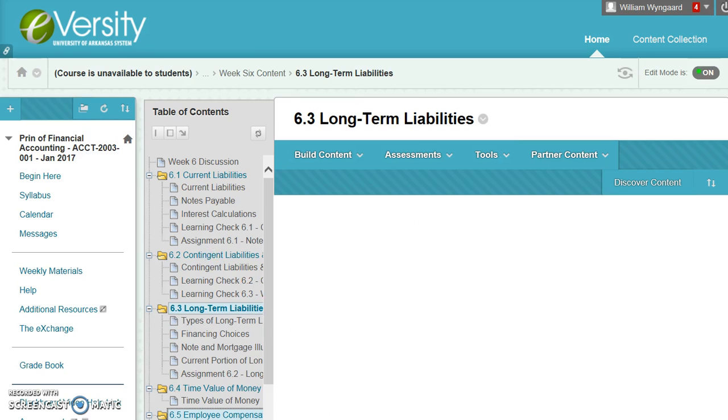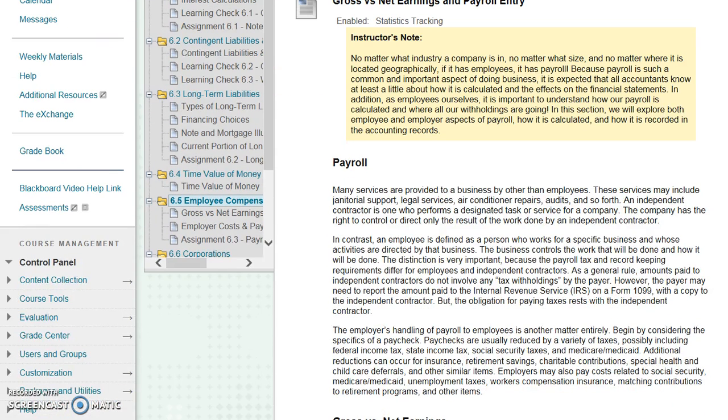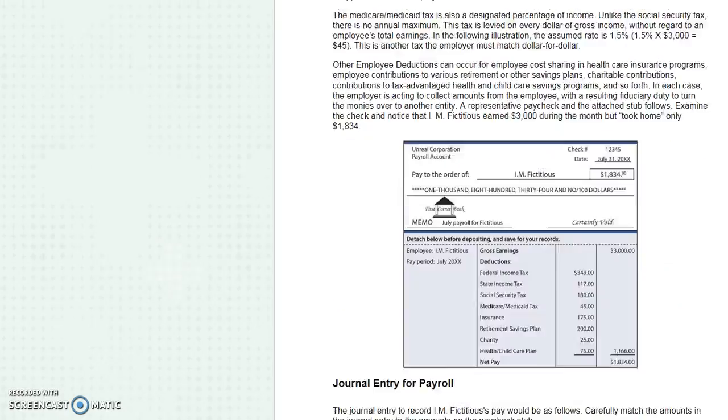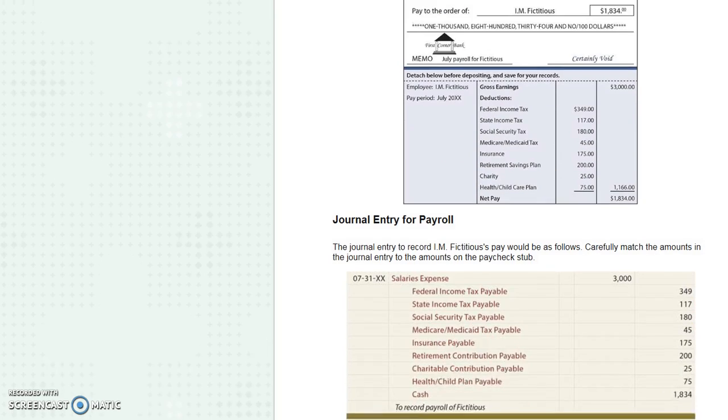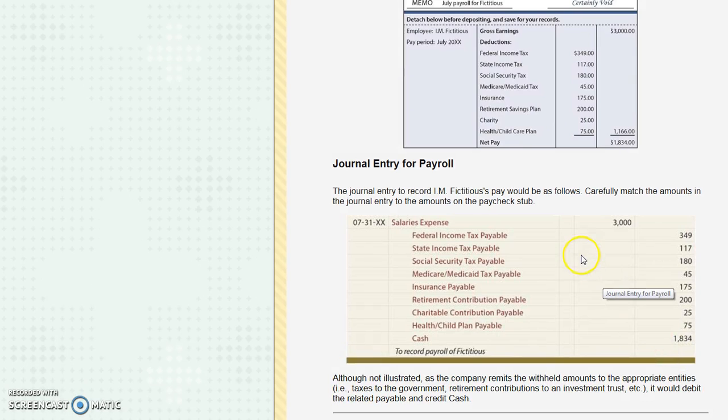Next topic is a good one for all of us. It's payroll, paying our employees. Basically, the accounting for payroll is the paycheck. If you've ever looked at your paycheck, you've noticed what comes out of a paycheck. Lots of different taxes and then some other items. The journal entry for payroll looks exactly like the paycheck.